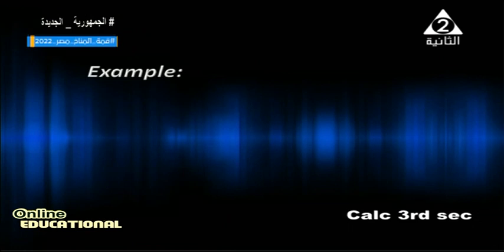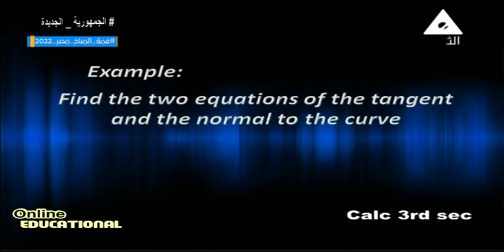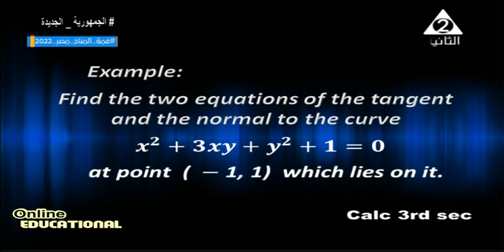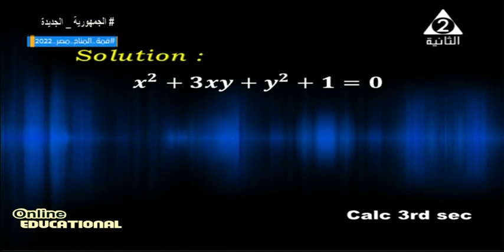Let's start with the first example. Find the equations of the tangent and the normal to the curve x² + 3xy + y² + 1 = 0 at the point (-1, 1), which lies on it. Now we have a relation between x and y, x² + 3xy + y² + 1 = 0, which is the equation of a curve.